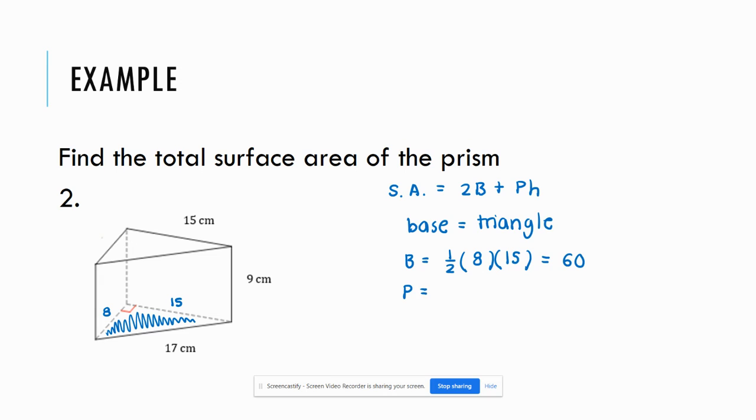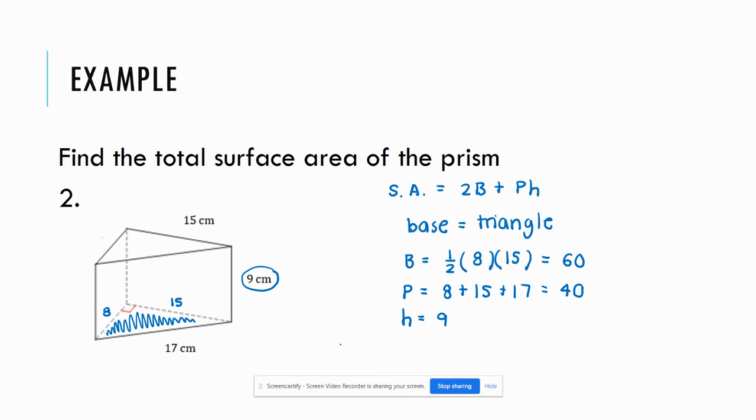The perimeter of the base is us adding up the three sides that form that triangle. So that would be 8, 15, and 17 all added together. So 8 plus 15 plus 17 gives us a perimeter of 40. The height of that prism is what's connecting the two triangles together. Notice the number we have not used yet is 9.